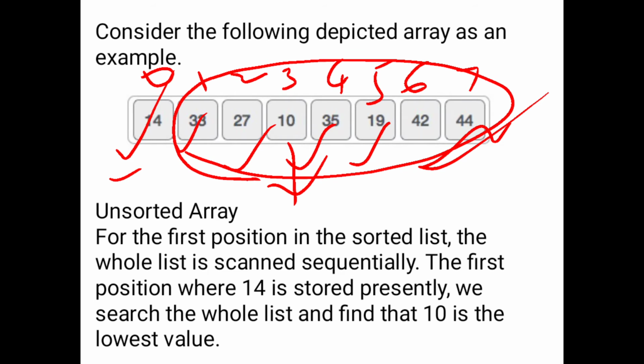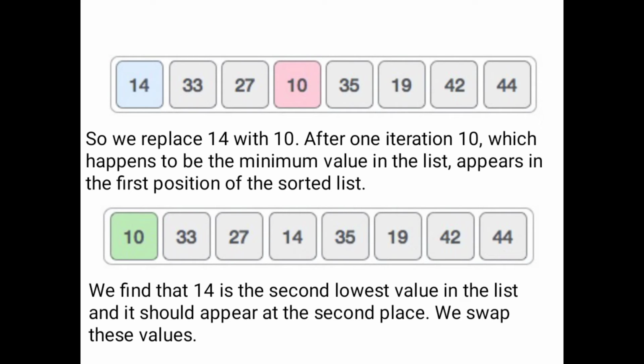So the next condition is that 10 is swapped into the first position. Listen here, replace 14 with 10 after one iteration. That means 14 is swapped with 10, and 10 goes here. Then 14 takes 10's position. After swapping the elements 14 and 10, we get the output list.